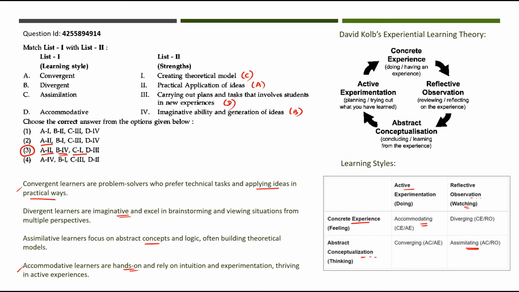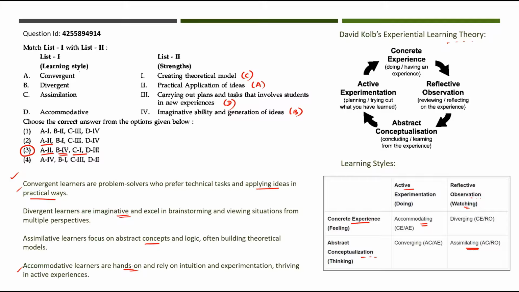D will be mapping to 3. If I had given you the meaning of convergent, divergent, assimilative and accommodative through these statements and then mapped, the task would have been over. But why did I bring in learning theory? It is to make you understand the idea behind accommodating, diverging, converging and assimilating. What characteristics actually coin the learning style given in list 1 must be known to you.